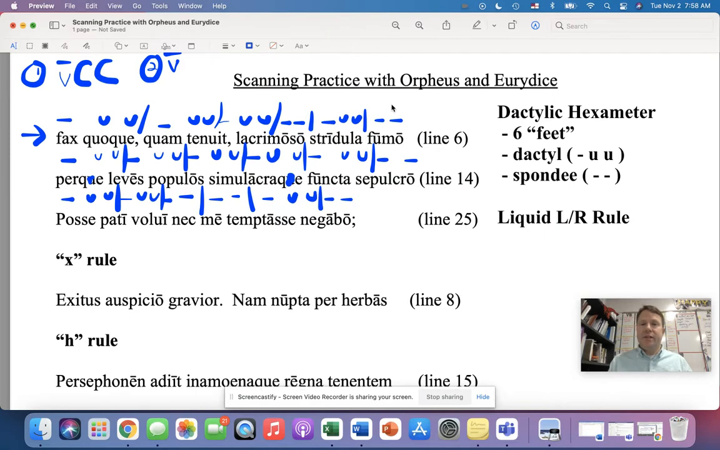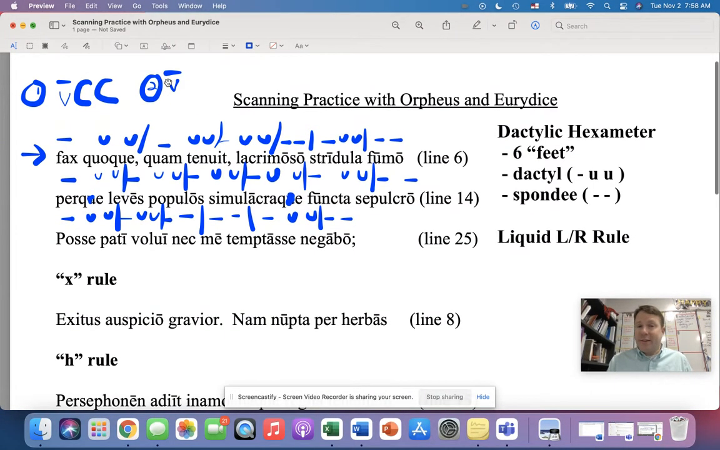1, 2, 3, 4, 5, 6. And each foot is made up of either a dactyl, long, short, so like here, fox quoque, or a spondee, long, long. We have learned that a vowel is long if it comes in front of two consonants, or if it's just naturally long. It's naturally long because we've got that macron there. We have also learned two little wrinkles.